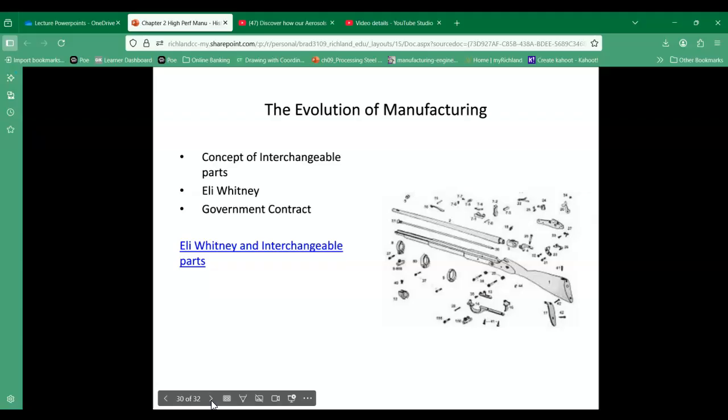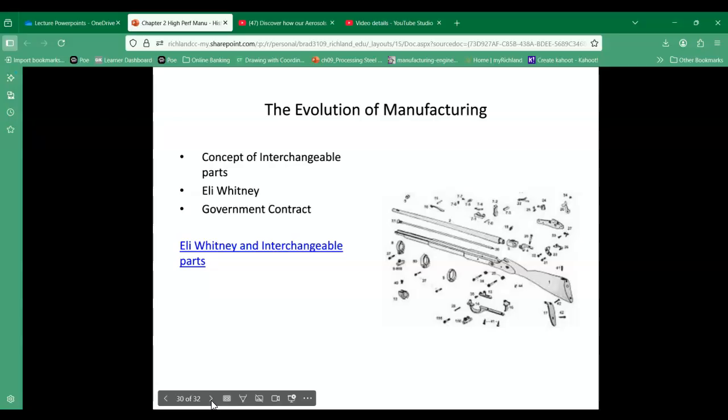So the idea that you could basically have multiple parts and just change out a part with another one and it would go together and fit perfectly every single time was very important for us to be able to do what we currently do in today's manufacturing environment.